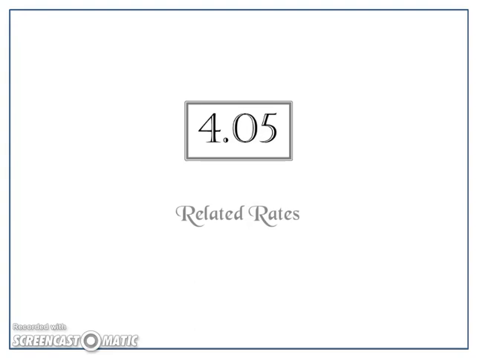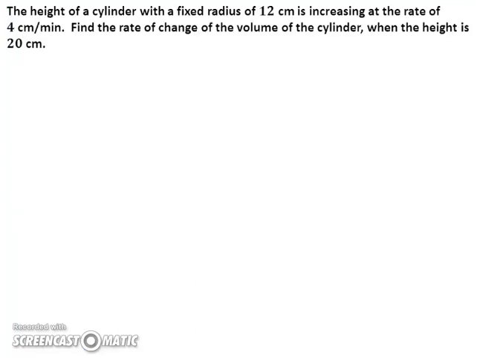Okay, video number 2 for related rates. Let's get right into it. The height of a cylinder with a fixed radius of 12 centimeters is increasing at the rate of 4 centimeters per minute. Find the rate of change of the volume of the cylinder when the height is 20 centimeters.